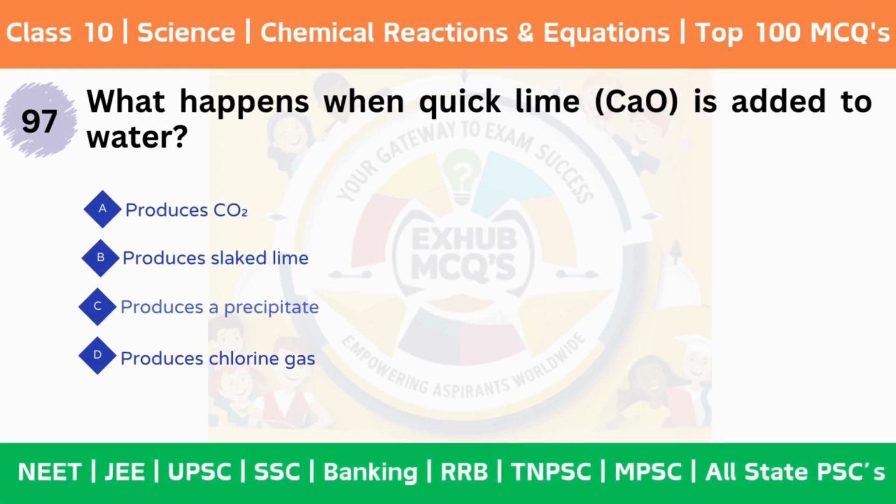MCQ 97. What happens when quicklime, calcium oxide, is added to water? Option A, produces carbon dioxide. Option B, produces slaked lime. Option C, produces a precipitate. Option D, produces chlorine gas.